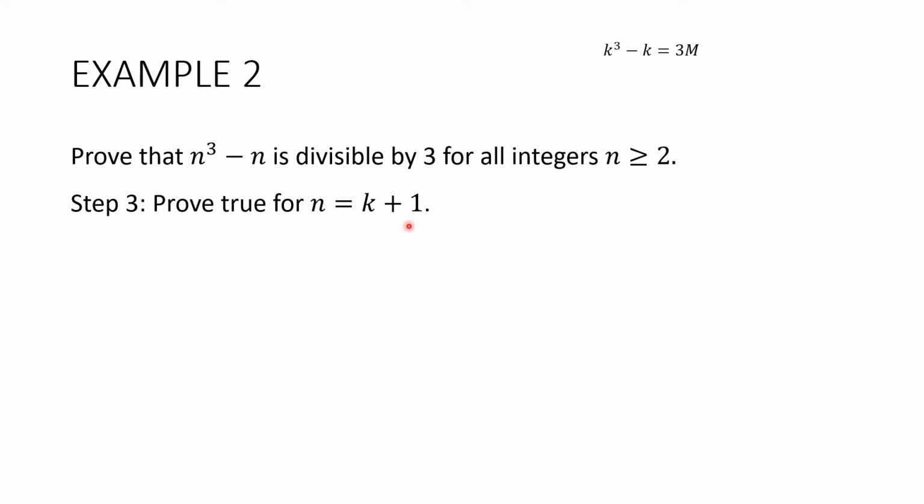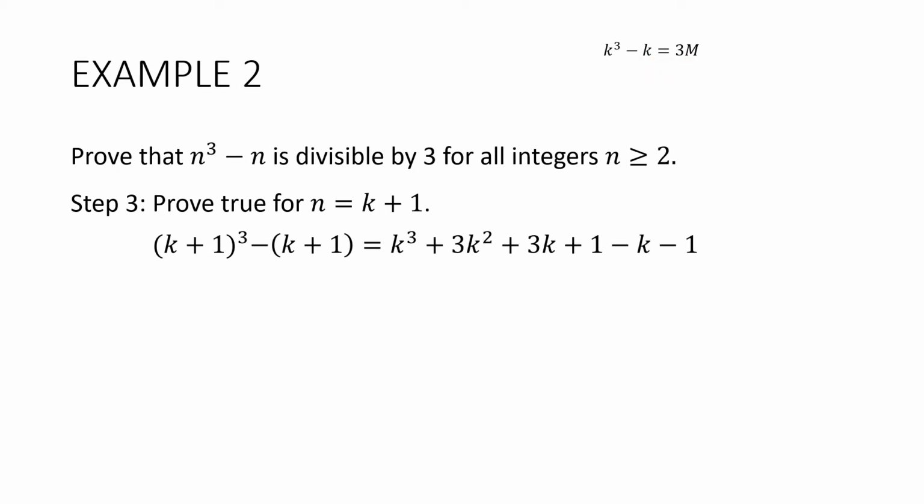Now let's substitute our k plus 1 in here. We're going to have to do a bit of expansion here, but that's all right. I'm looking up here to see what I can do. I think I'm going to expand this all out, and then instead of the k cubed, I'm going to substitute in 3m plus k. Okay, recall that k plus 1 cubed is k cubed plus 3k squared plus 3k plus 1. And then I've got take away k, take away 1.